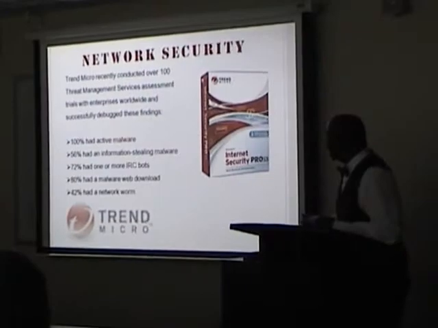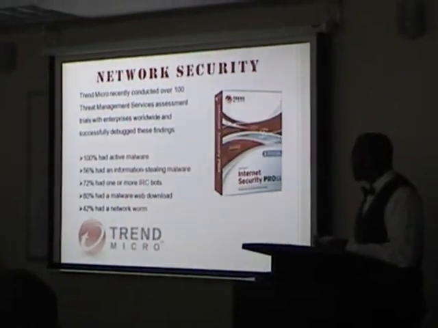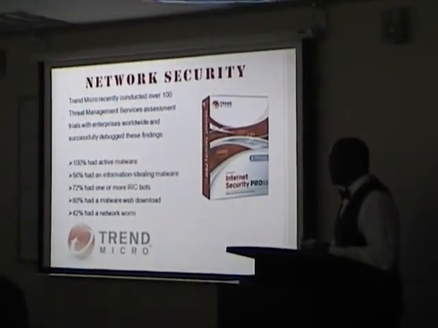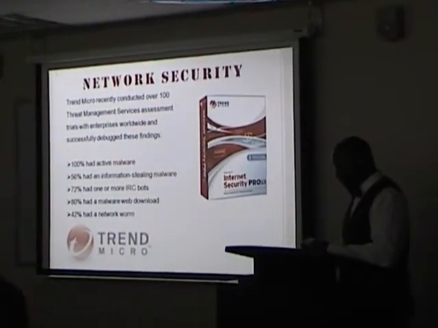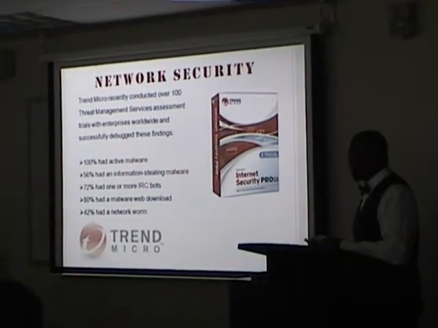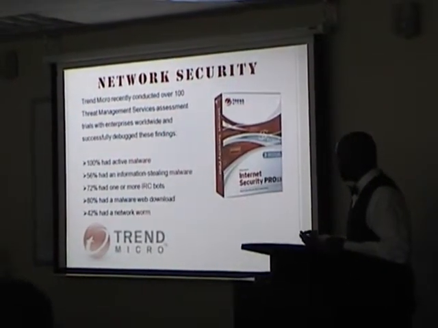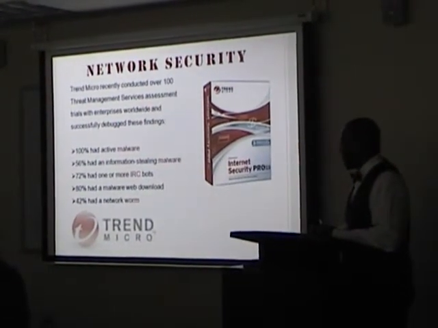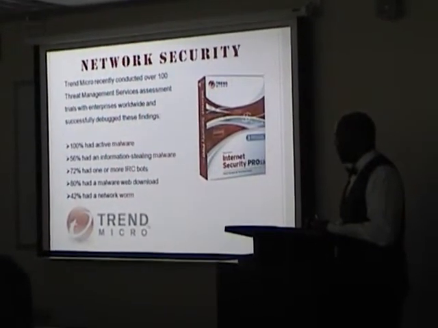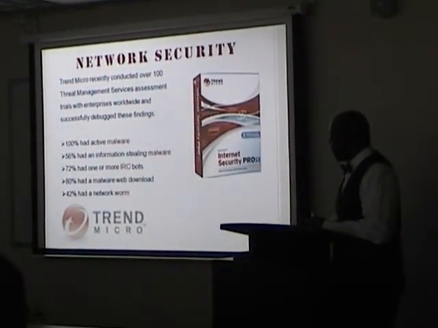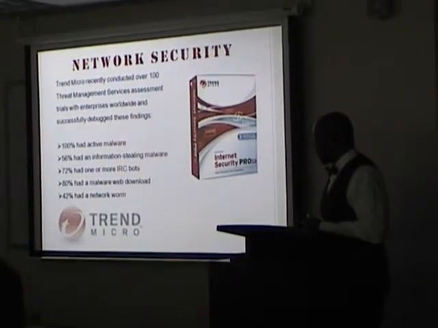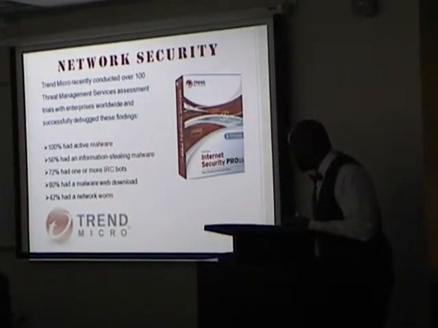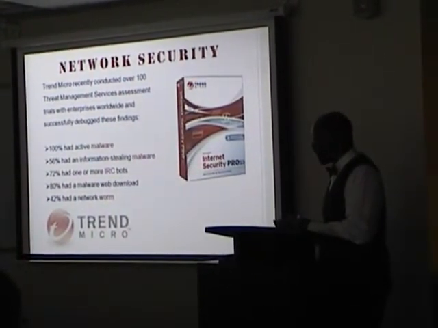Moving along. Okay, for our network internet security, we'll use Trend Micro. They've done tests with other enterprises, so they have gained value, and this is what they've experienced. 100% of the enterprises they tested or debugged successfully had malware. They had information-stealing malware, IRC bots, malware web downloads, and 42% had a network worm. What is malware?